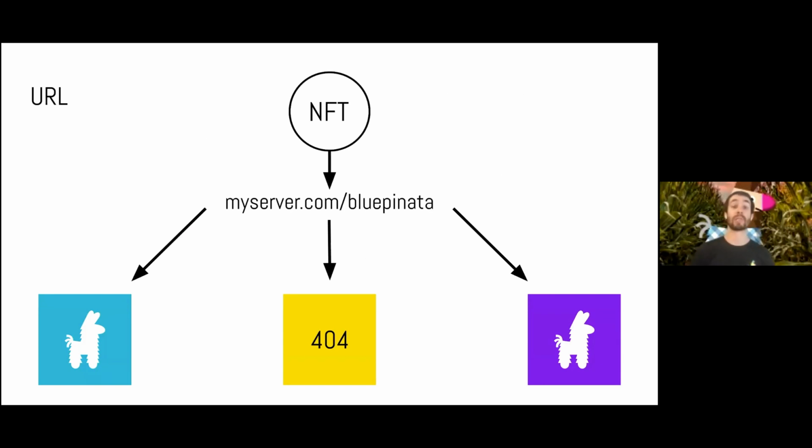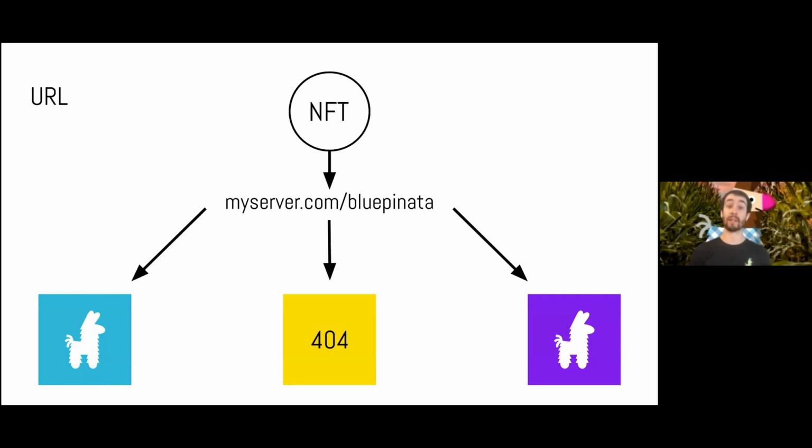Let's take a real-world example here with NFTs. On this slide, you can see that we have an NFT that is pointing to a traditional web technology URL that reads myserver.com/bluepinata. This can point to the blue pinata image that we're intending this URL to point to, but it can also point to two other different things.